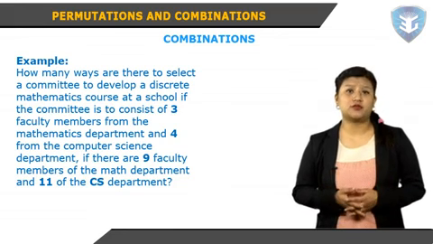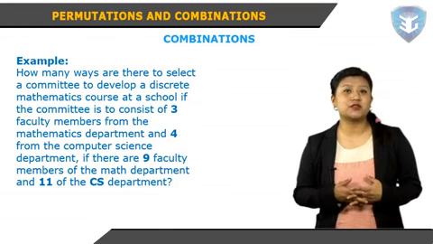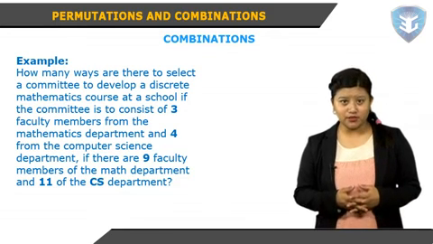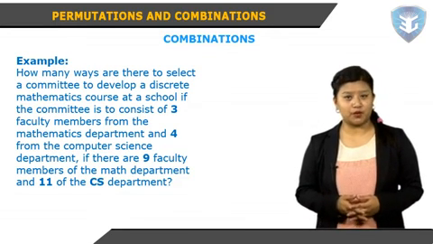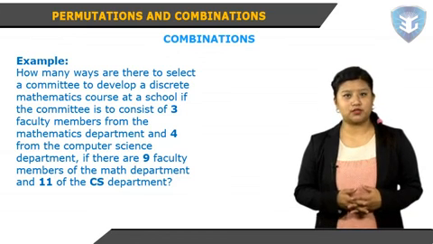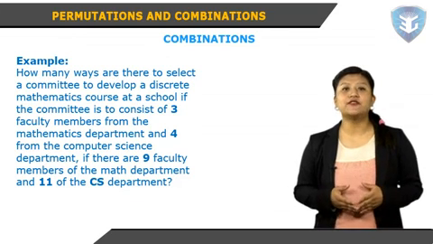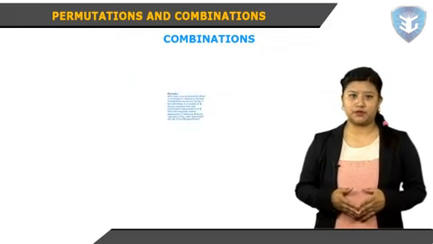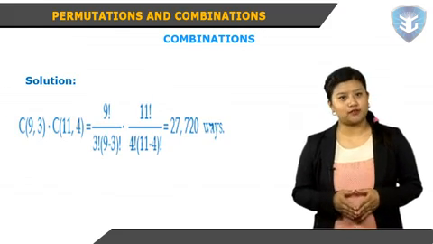How many ways are there to select a committee to develop a discrete mathematics course at a school if the committee is to consist of 3 faculty members from the mathematics department and 4 from the computer science department, if there are 9 faculty members of the math department and 11 of the CS department? For the solution, carefully look at the screen.